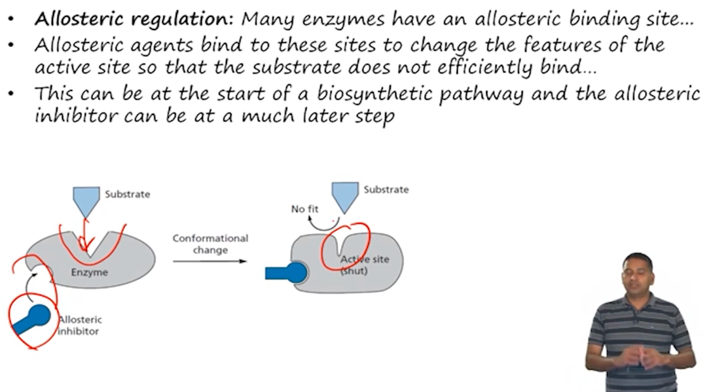This type of regulation can be at the start of a biosynthetic pathway, and the allosteric inhibitor can be much later in the pathway.